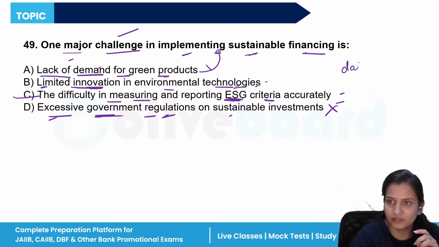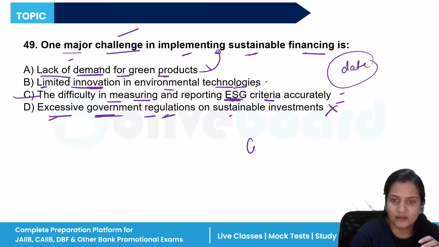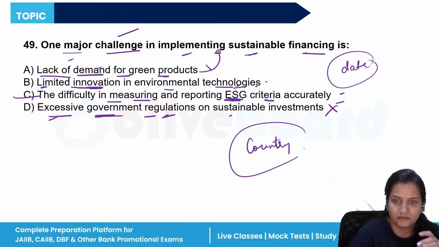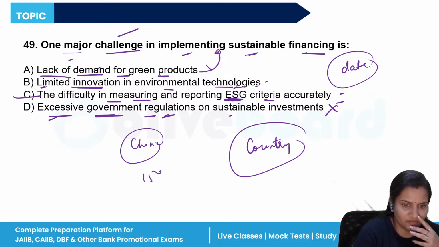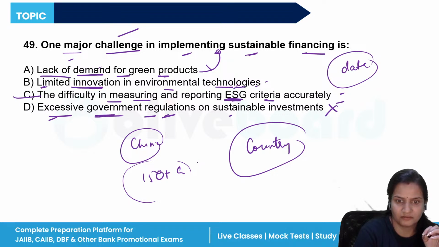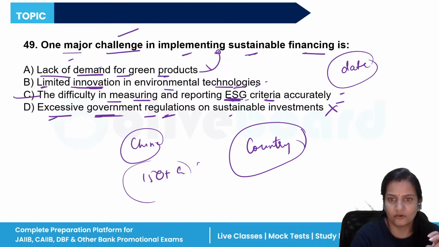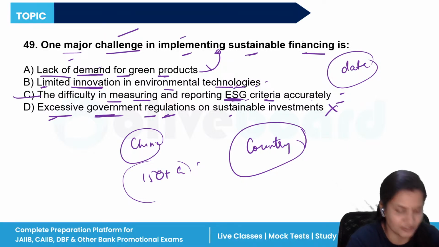You need to analyze all the data. See, our country is very big. We have crossed China, right? We have approximately 150 plus crore population. So every data related to every city, every channel, it is very difficult for us to maintain that. So reporting and measuring all the criteria following ESG accurately is difficult for implementing sustainable financing.